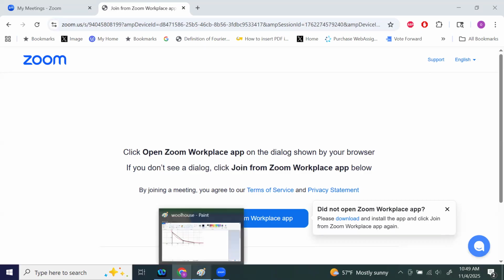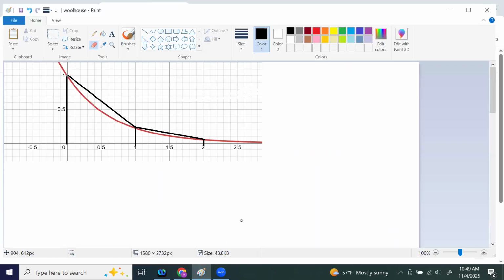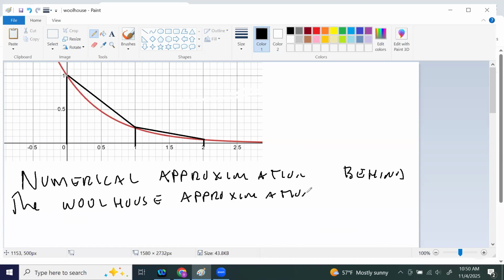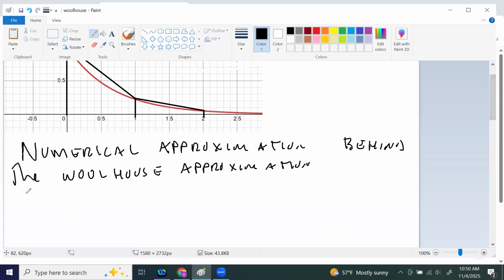What we're going to do today is talk about the Woolhouse approximation in actuarial science. We'll want to see some of the background. The way I will describe this will be the numerical approximation behind the Woolhouse approximation. And we're just going to worry about the three term.